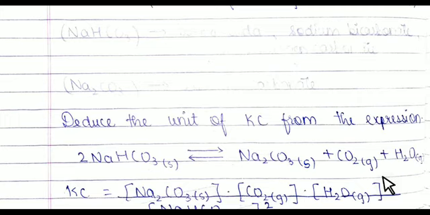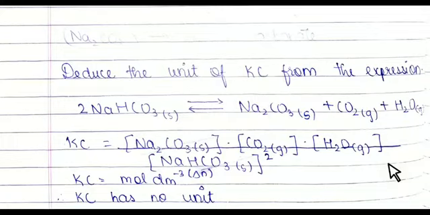Now see, what is the reaction? The decomposition of sodium bicarbonate. So the reaction is 2NaHCO3 solid reversible to sodium carbonate. See, this is sodium bicarbonate, sodium hydrogen carbonate, or baking soda. This is sodium carbonate, this is carbon dioxide, and this is water. So what is the formula actually?